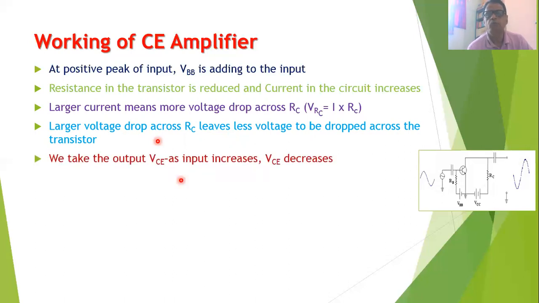And we take the output. Here you will find that the output is taken between collector and emitter. That is, the output is VCE. And therefore, you will find that as the input increases, the VCE will go on decreasing. That is the reason when we apply the positive half cycle to the input AC, the output will increase in the negative direction.